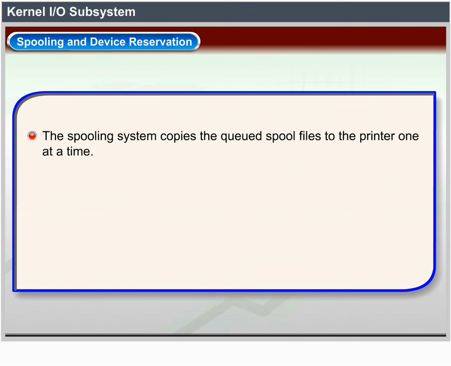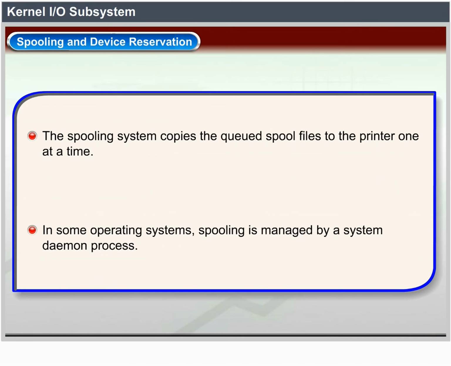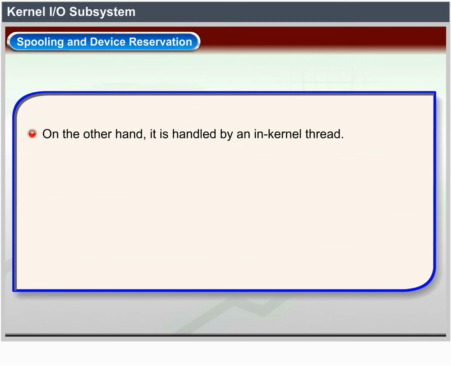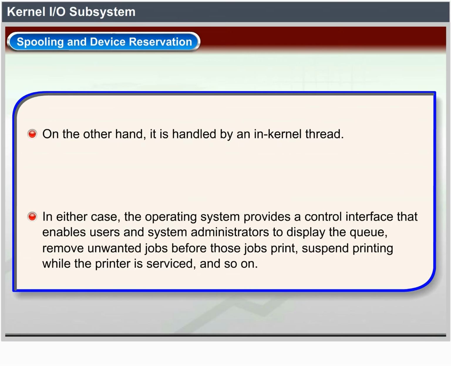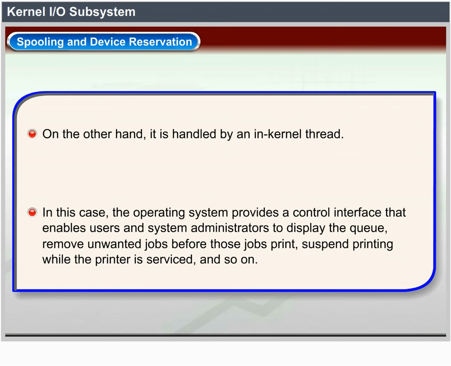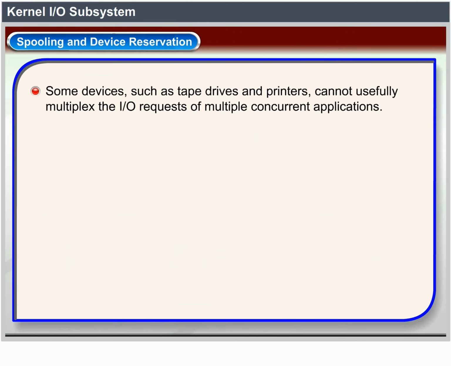In some operating systems, spooling is managed by a system daemon process. In others, it is handled by an in-kernel thread. In either case, the operating system provides a control interface that enables users and system administrators to display the queue, remove unwanted jobs before those jobs print, suspend printing while the printer is serviced, and so on. Some devices, such as tape drives and printers, cannot usefully multiplex the input-output requests of multiple concurrent applications.